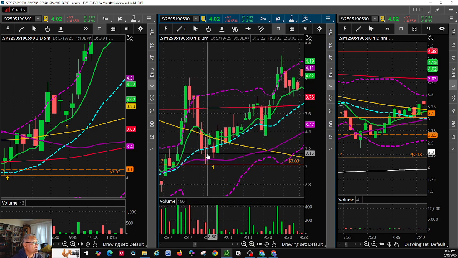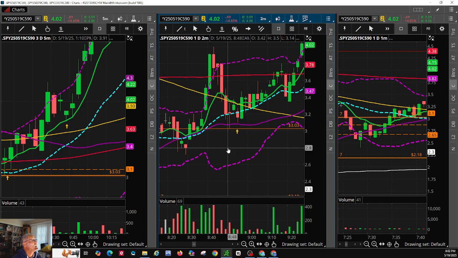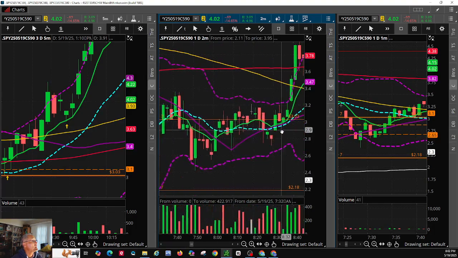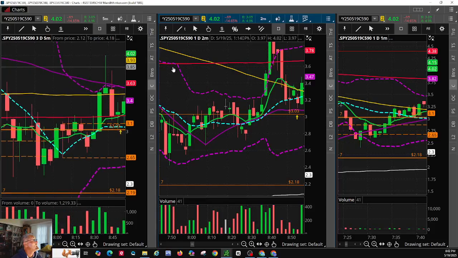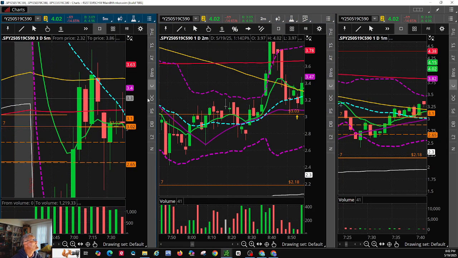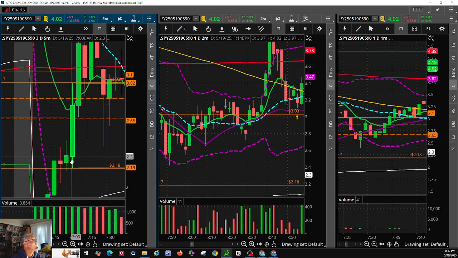And then it comes back one last time, finds support here perfectly at the 7 a.m. high of the 5 minute candle. So over here, if we look at this candle here, this candle, 7 o'clock, this 5 minute candle, that's the high of the candle, that's the low of the candle.